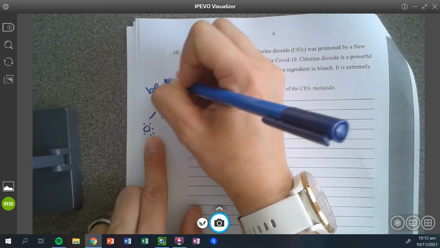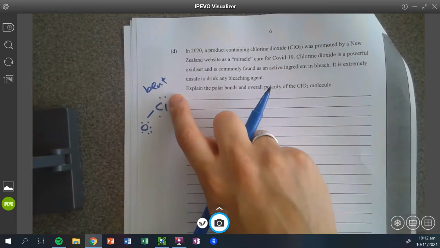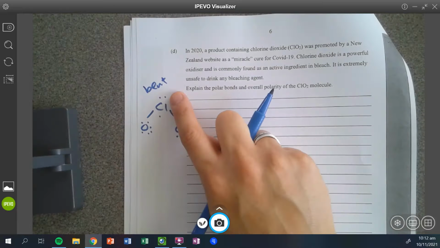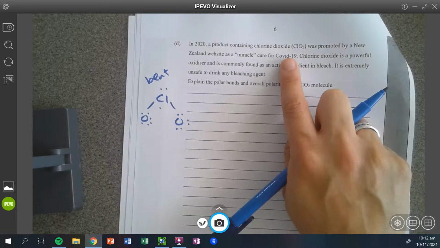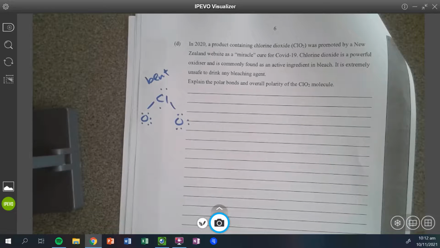And because of that bent shape, that's going to result in the unequal distribution of charge. A lot of you misidentified this as a nonpolar molecule because you thought it was linear. It's actually bent. And then, like I said, it's the same kind of justifications that you normally would have: explaining what electronegativity is, explaining what polar bonds are, and then explaining the symmetry, and whether that cancels out the dipoles. Are we okay with that one? That one only went up to a merit anyway.